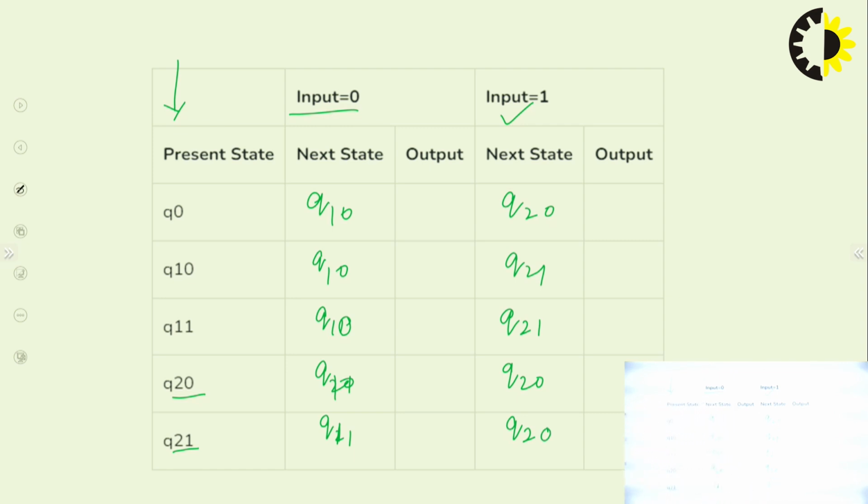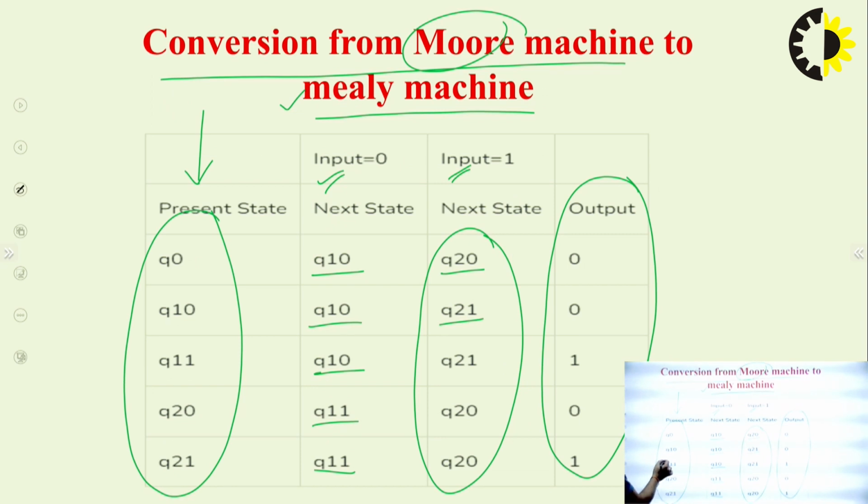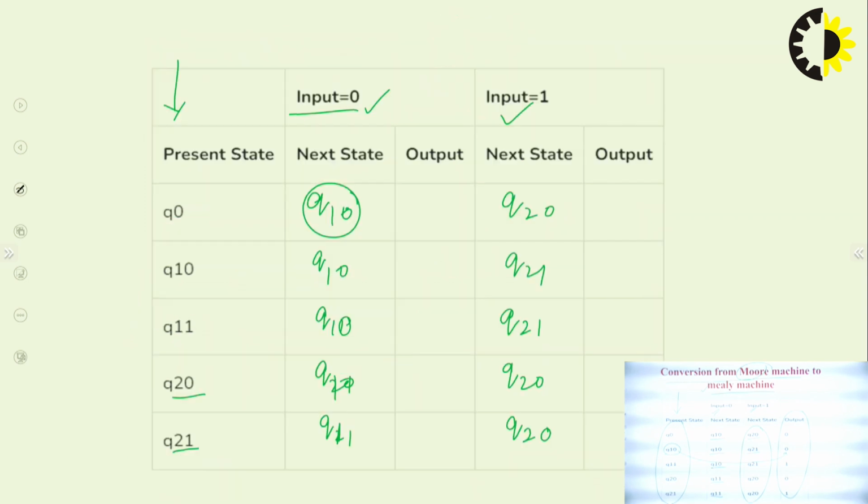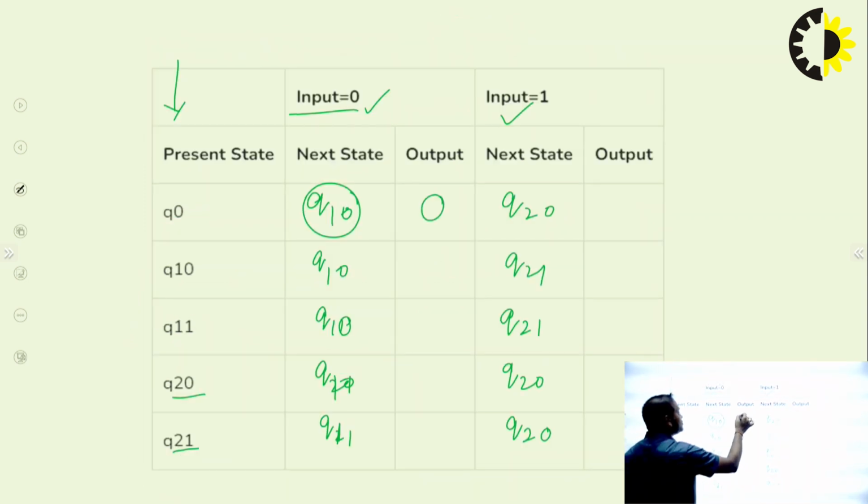Now, what is the output of this table? We have to check output according to the present state as well as present input. Here, the state is Q10 and the input is 0. So, we have to check the present state Q10 and what is the corresponding output of this Q10. The output is 0. So, we have to write here 0.